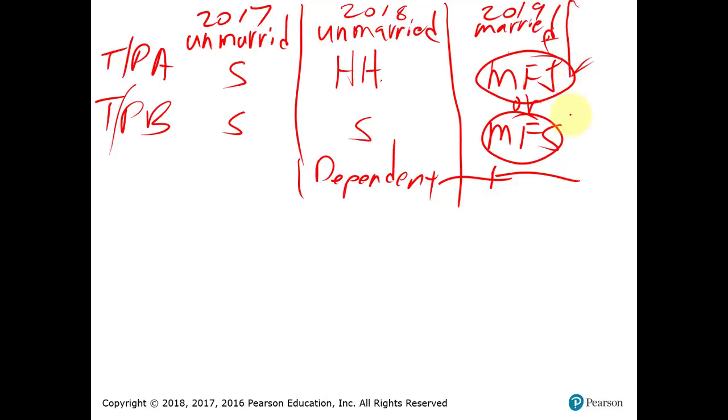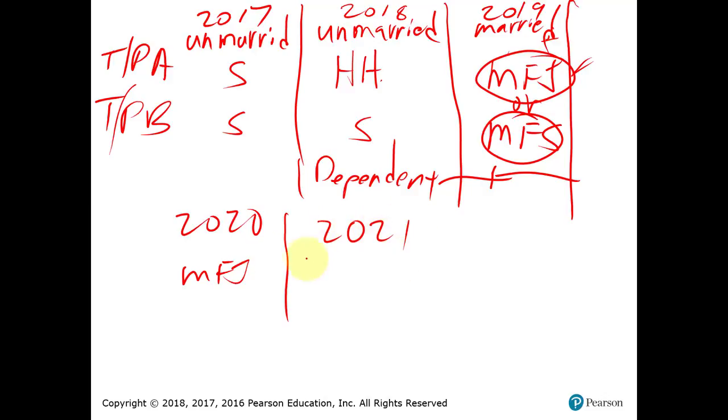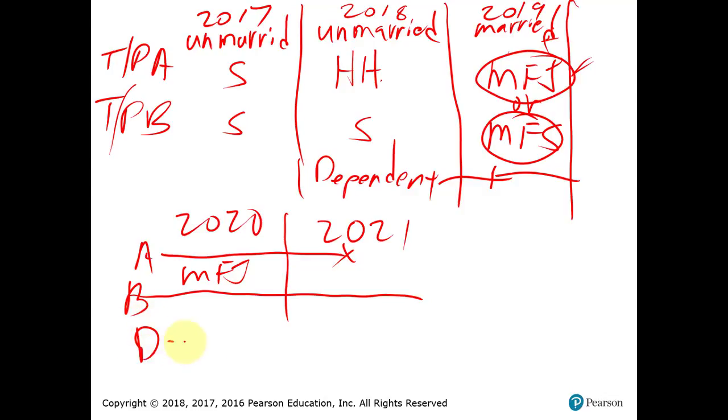Let's move on here. How about 2020? Still nothing's changed. Still the dependent is there. So probably married filing joint or married filing separate. Let's say tragedy happens in 2021. Our taxpayer A passes away, leaving our survivor taxpayer B and our dependent there.